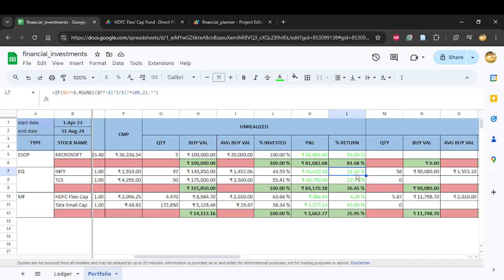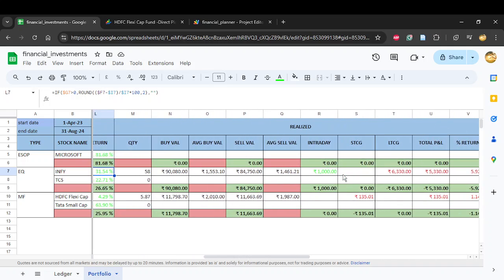Again, each of these cells has an IF formula, so that if you don't have any quantity holding as of this date, then each of these cells will turn empty, so that you don't populate it with zeros and make it look clumsy. So you will only have the relevant and important information for the stocks that you're holding.